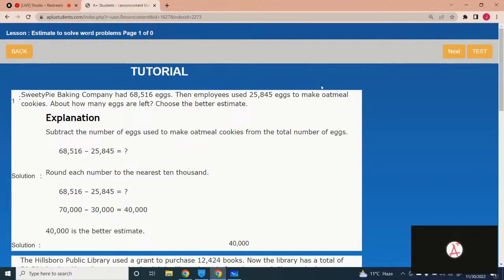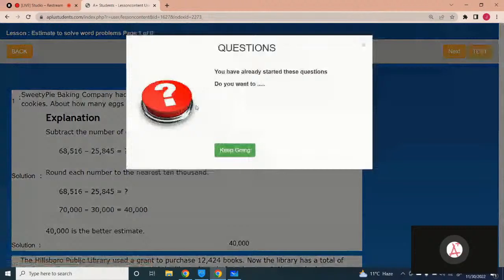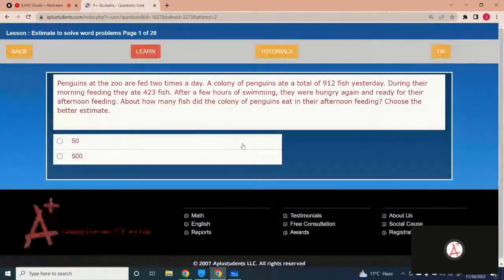Got it? Basically, you have to estimate the values, then you have to either add or subtract. They are the word problems. You have to understand the statement. Got it? Let's start with the test. Let me read the first question. Just listen to me carefully. Okay, penguins at the zoo are fed 2 times a day. A colony of penguins ate a total of 912 fishes yesterday. During their morning feed, they ate 423 fish. After a few hours of swimming, they were hungry again and ready for their afternoon feeding. About how many fish did the colony of penguins eat in their afternoon feeding? Choose the better estimate. Got it?